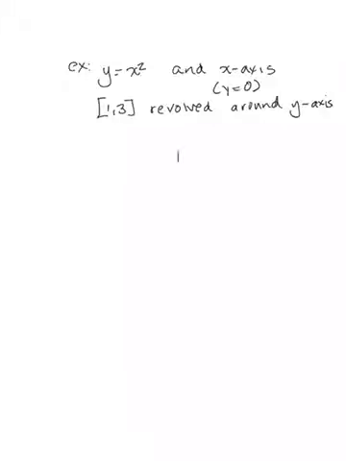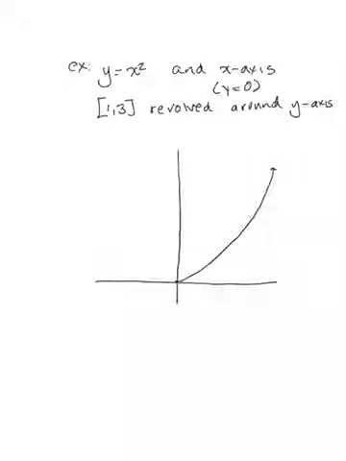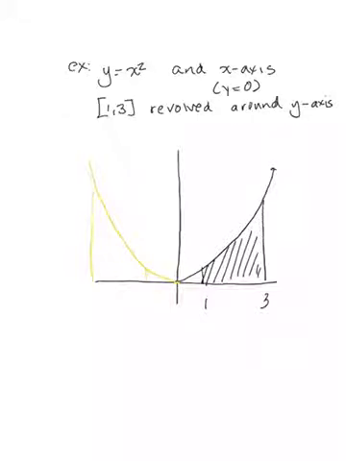Drawing a picture, we have our y-axis and our x-axis. So here's our shape, starting at 0, but we're going to bound it by 1 to 3. Do a little shading. All right, our image is going to be on the opposite side of the y-axis. And so that's what that image is going to be.